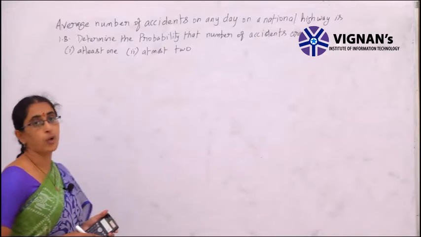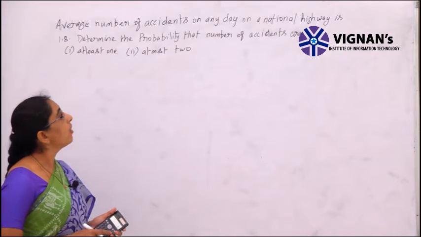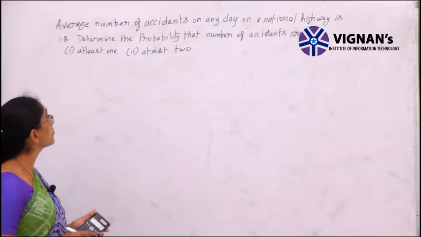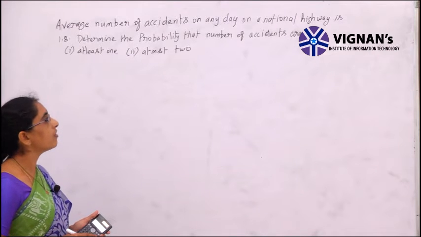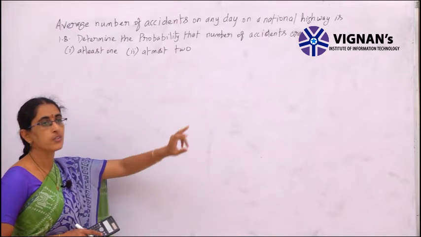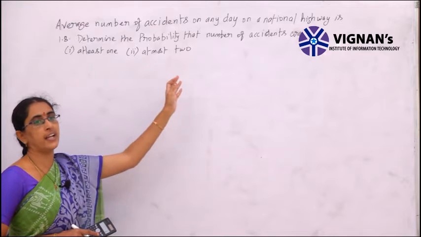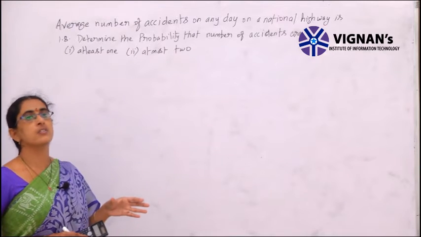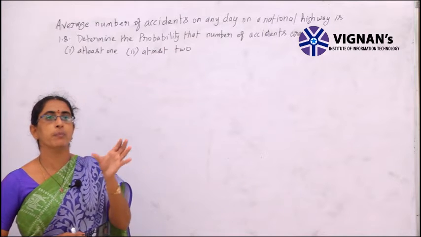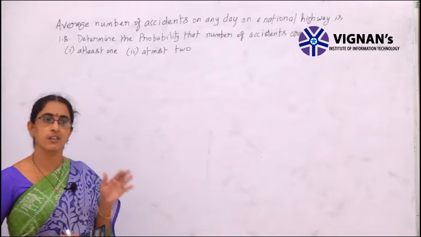Now see the second problem. If the average number of accidents on any day on a national highway is 1.8, determine the probability that the number of accidents is at least 1 and at most 2. So here clearly in the problem it is given the average number of accidents. So remember, for Poisson distribution problems, definitely they will mention the average rate of that particular situation in the problem itself. That means the lambda value is given to you.